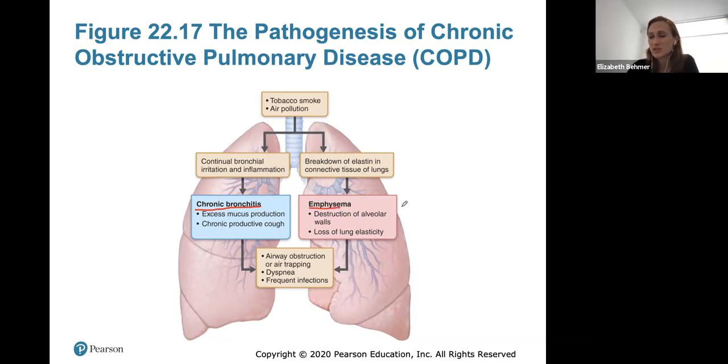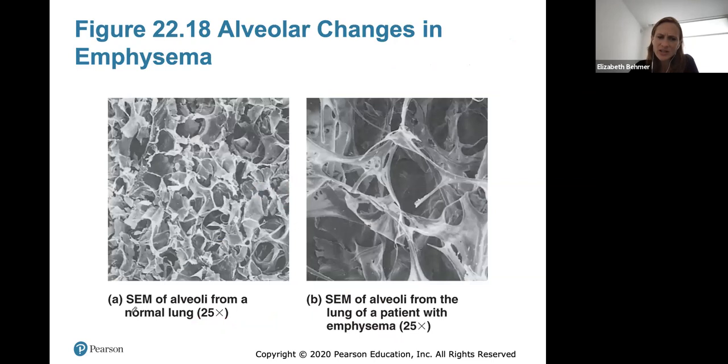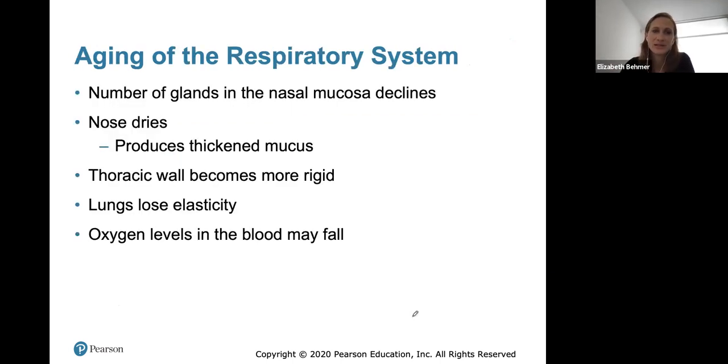Emphysema is where we have the destruction of alveolar walls and a loss of lung elasticity, but they both will lead to airway obstruction, air trapping, dyspnea, so problems in breathing, and frequent infections. Here's a look at a normal lung, the alveoli, and alveoli of the lung of a patient with emphysema. So we just have lost kind of our alveoli. And if we don't have the alveoli in elastic tissue, we're not getting proper gas exchange. So oxygen isn't getting into your capillaries.